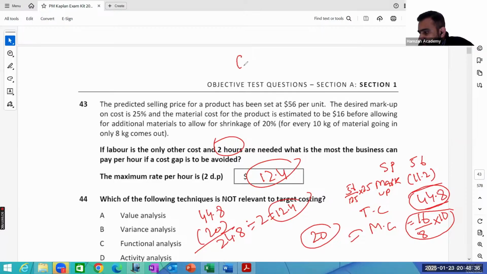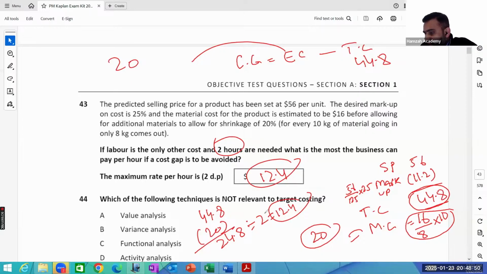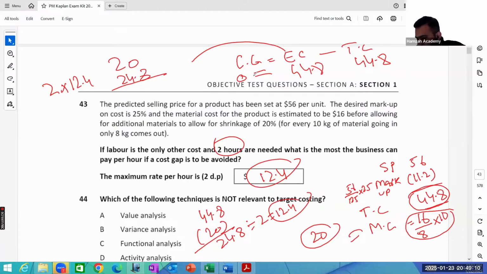So the cost gap is equal to expected cost minus target cost. The target cost is 44.8. Now, our expected cost consists of material, which is $20, and we need 2 hours to make a product, and the per hour rate is 12.4, so the labor cost will be 24.8. So the expected cost will also be 44.8. In that way, the cost gap will be 0. So $12.4 per hour would be the rate.